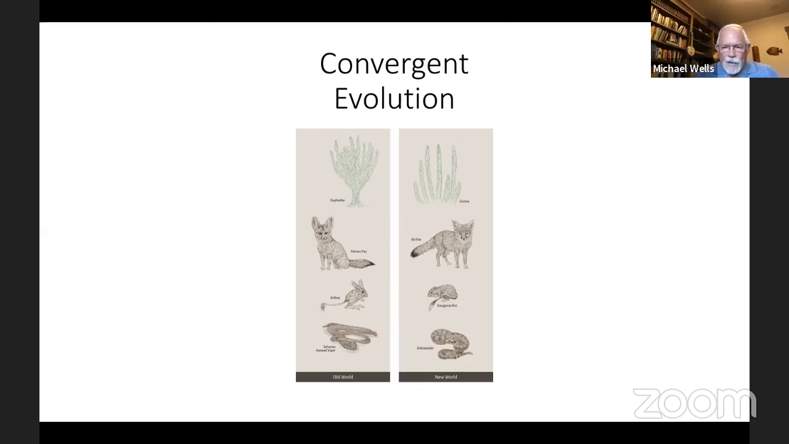And the desert sidewinder in the American Southwest has a similar set of adaptations as the Saharan horned viper does in Africa. They both move by sidewinding, and they both have flaps that cover their eyes to protect them from sand.